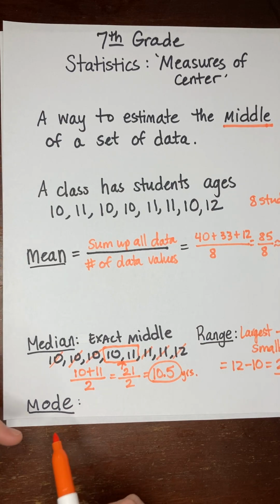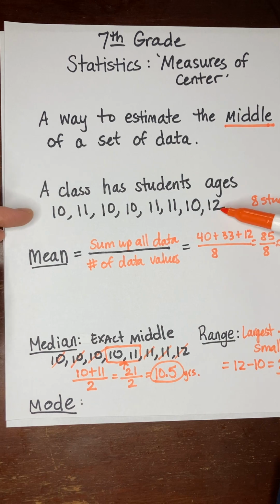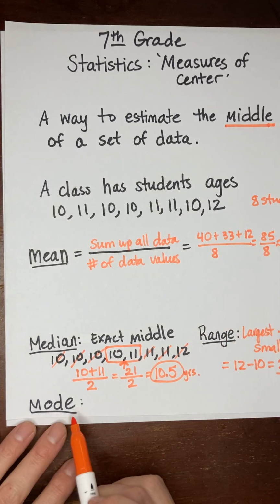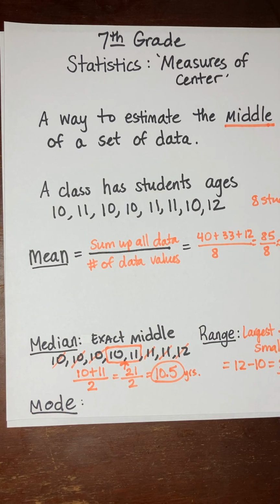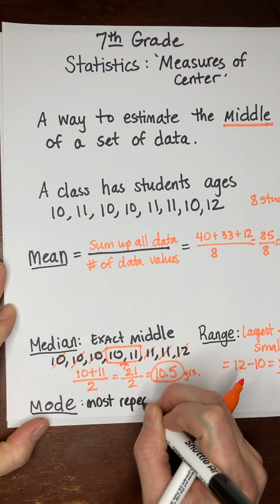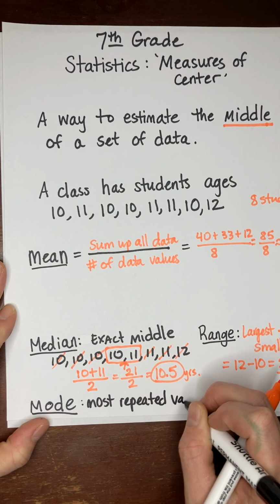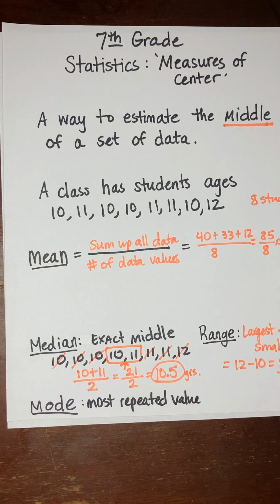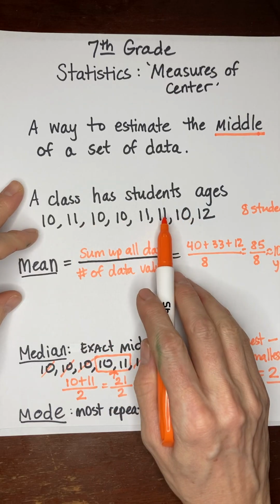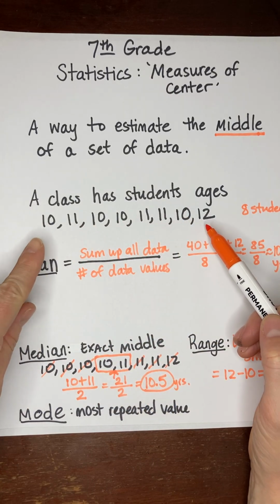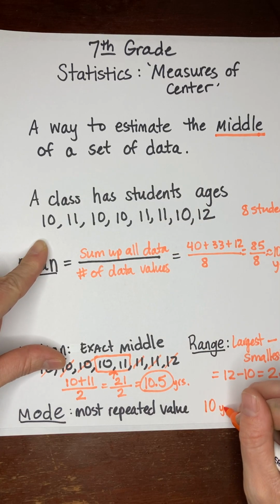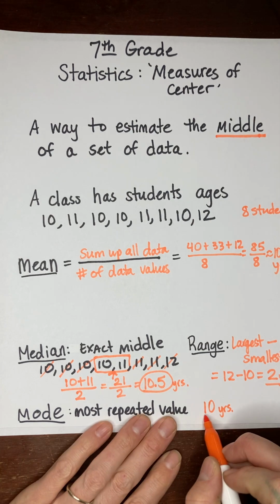Now, the mode is really only appropriate for categorical data and sometimes for data like this, where the data doesn't have decimal places. It's just whole numbers. So it is the most frequent or most repeated. The most repeated value, or the one that happens the most often. So let's look up here. I've got 1, 2, 3, 4 10s and 3 11s and only 1 12. So the most repeated value or most frequent value is actually a 10. That's the most common value in our data set.